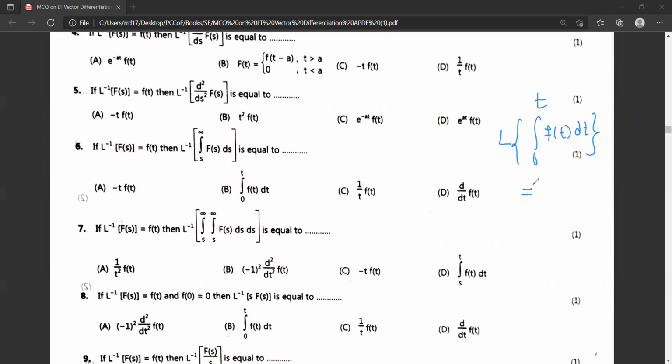Try to understand the property of 1 upon s times f of s. If I ask you what is L inverse of 1 by s times f of s, that is going to be equal to the integral from 0 to t of f of t dt, and you just have to solve this integration. This is what has been asked in the evaluation of integration. I'll tell you how we can attempt a problem based on it.